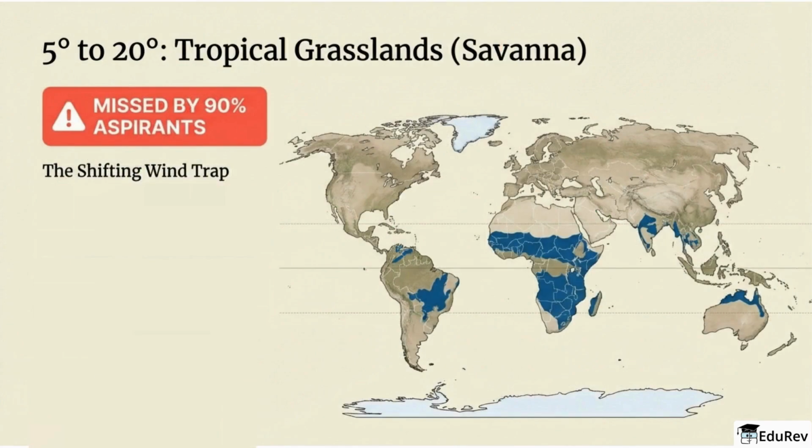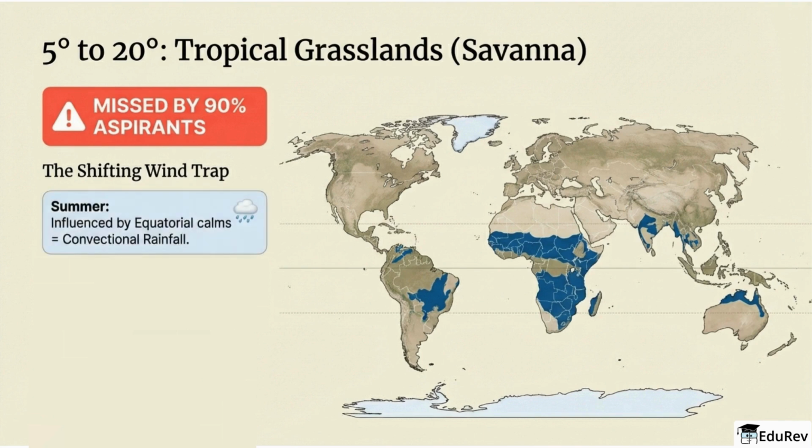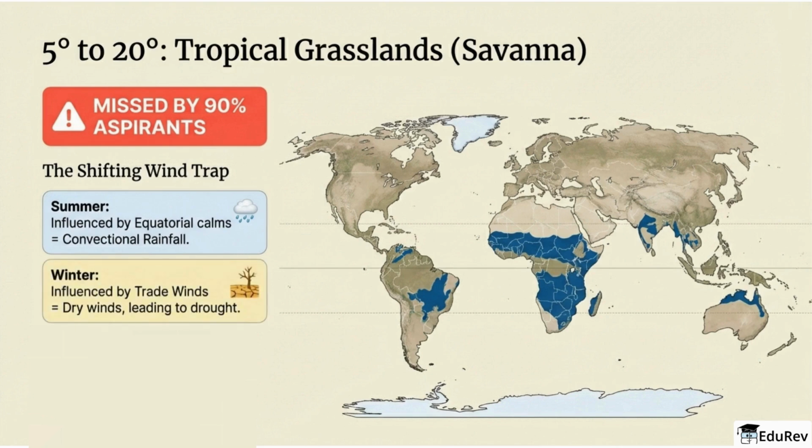Move slightly away from the equator and the pattern changes. Between roughly 5 degrees and 20 degrees, especially in tropical continental interiors, you enter the tropical grasslands or savanna. This is where most aspirants get trapped because savanna is not simply hot grassland. It is a seasonal wind story. In summer, the zone comes under the influence of equatorial calms, so air rises and convectional rainfall occurs. In winter, trade winds dominate. These are dry winds and they bring drought. That is the whole logic.